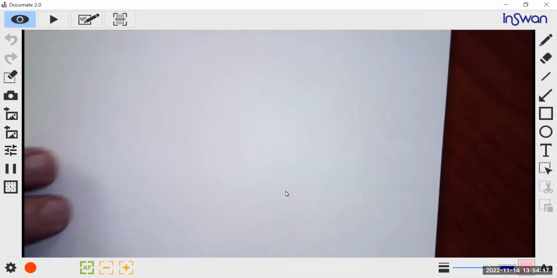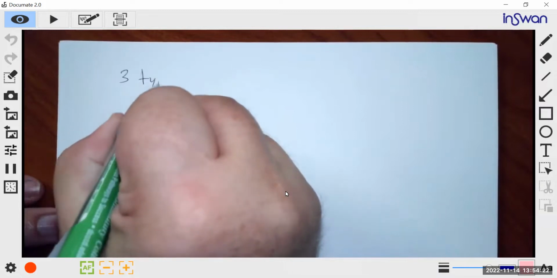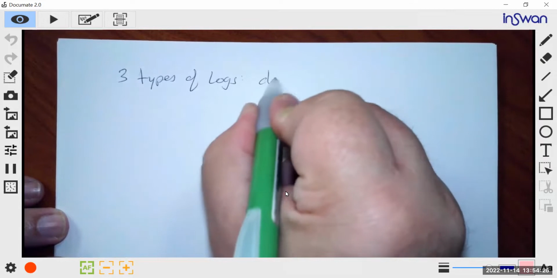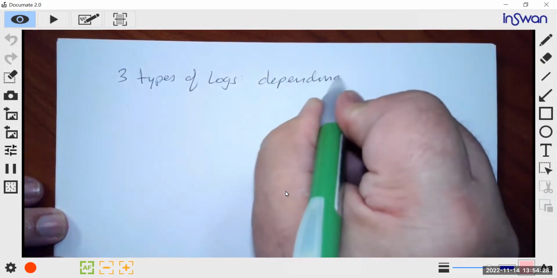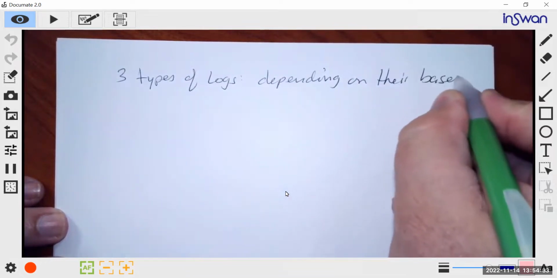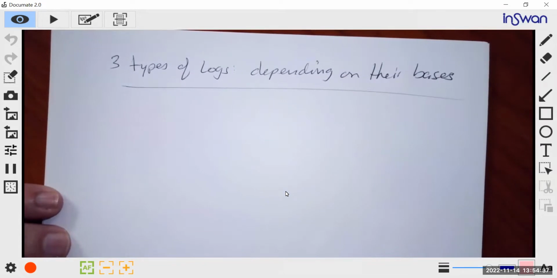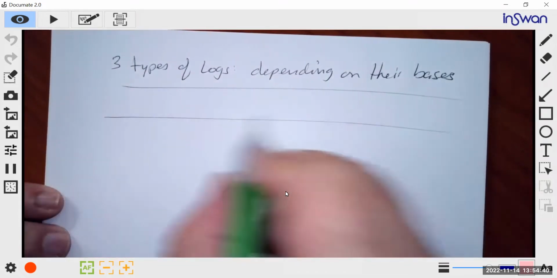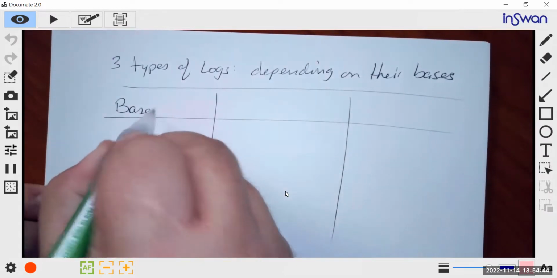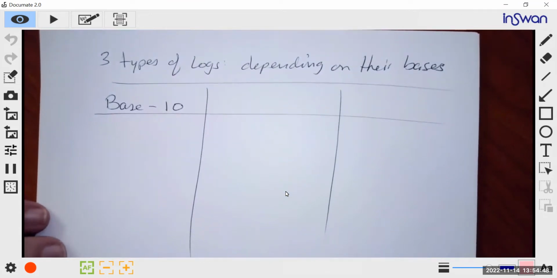All right, there are three types of logs, depending on their bases.